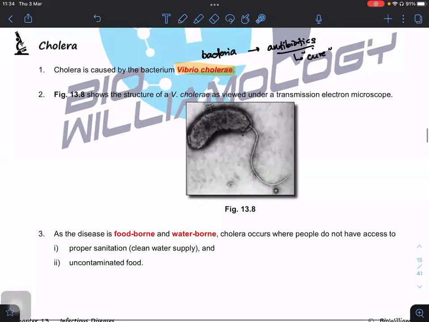So this is how Vibrio cholerae actually looks like, with the flagella. Again, it's a bacteria, it's a prokaryotic cell.